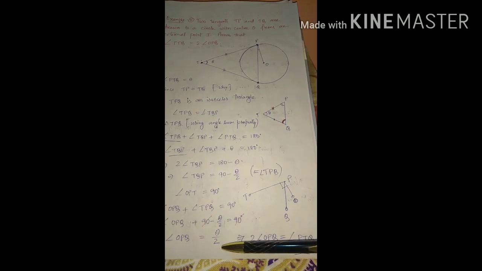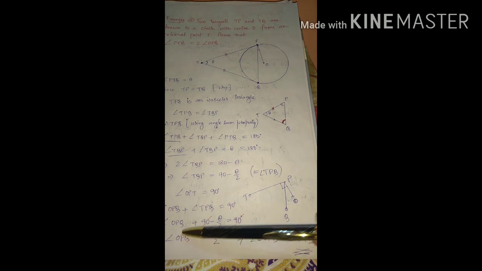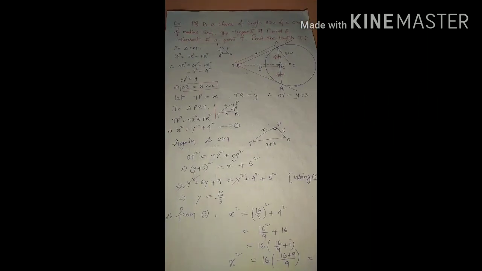OPQ equals theta by 2. Theta means what? Already we know it is PTQ. So here, if you cross multiply these two, 2 times OPQ equals angle PTQ. In this way we can prove this result. Is it clear? Okay. After completing example 2, next you see example number 3.